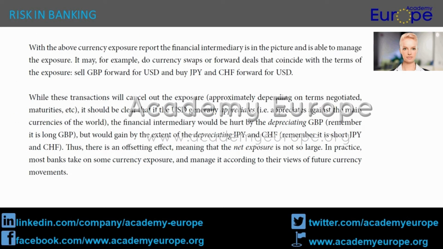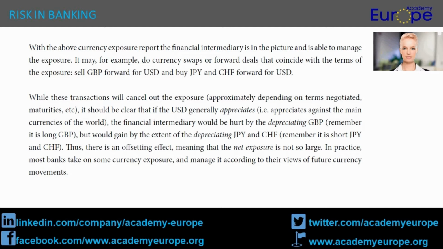With the above currency exposure report, the financial intermediary is in the picture and is able to manage the exposure. It may, for example, do currency swaps or forward deals that coincide with the terms of the exposure, sell GBP forward for USD and buy JPY and CHF forward for USD. While these transactions will cancel out the exposure, approximately depending on terms negotiated, maturities, etc., it should be clear that if the USD generally appreciates, i.e. appreciates against the main currencies of the world, the financial intermediary would be hurt by the depreciating GBP.